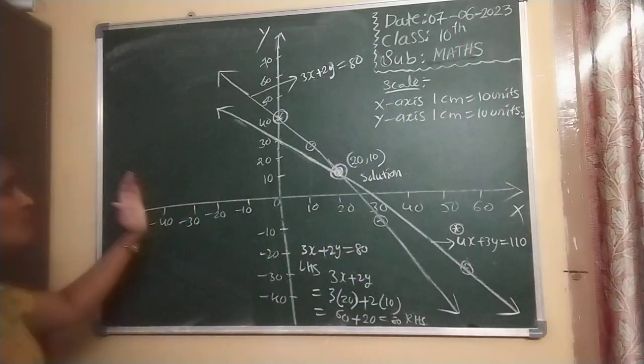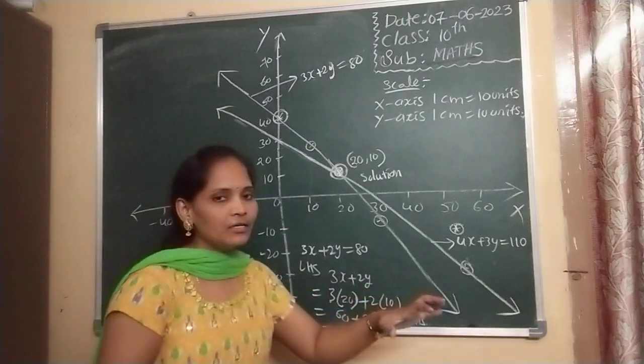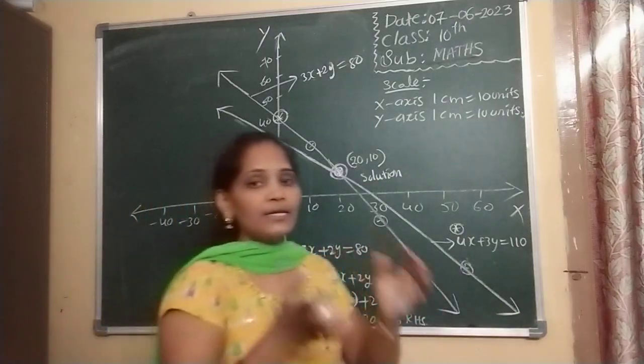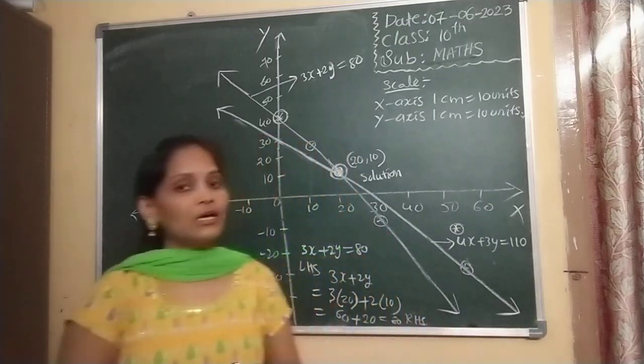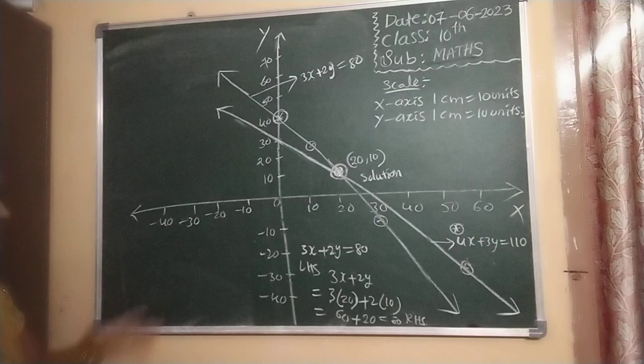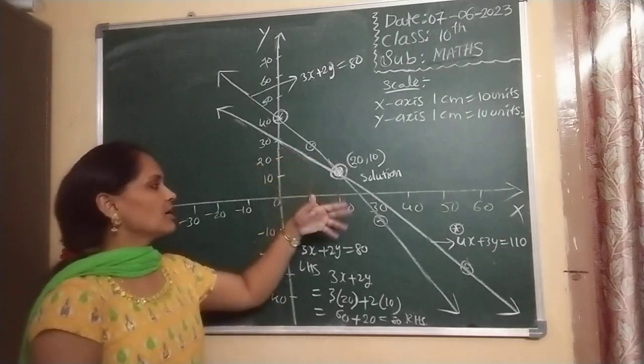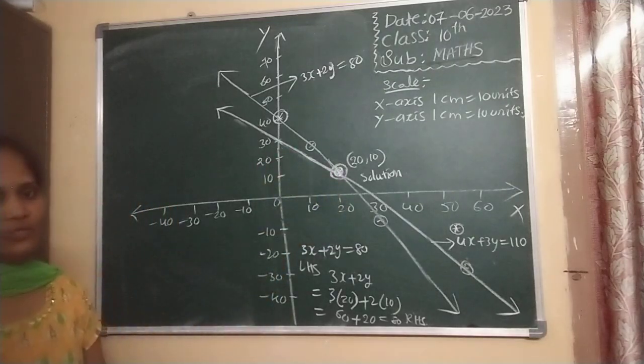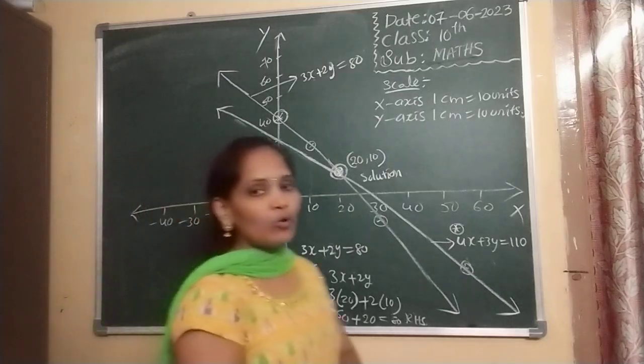Okay, this is the first situation. We verified intersecting lines should have only one solution. Got it now? By taking one example and the graphical method. By using graph only we are finding the solution. Yes, sir? I hope you understand.